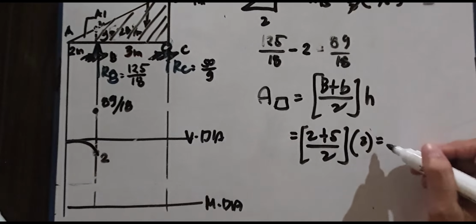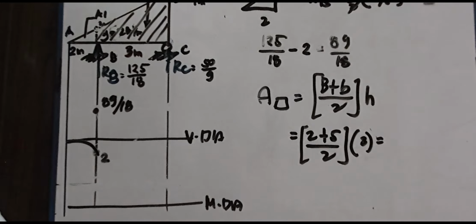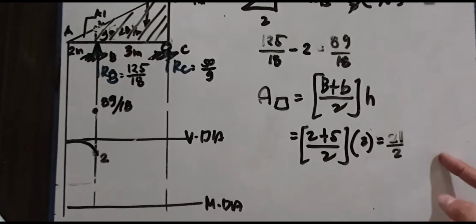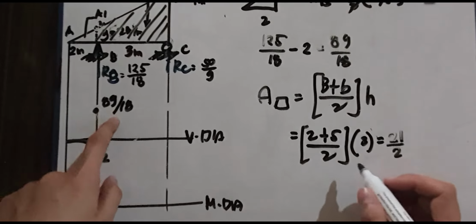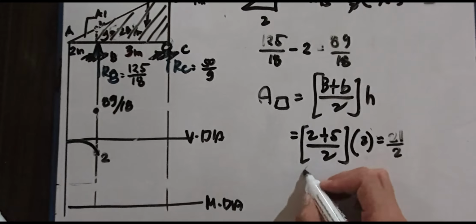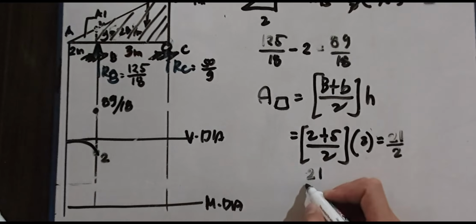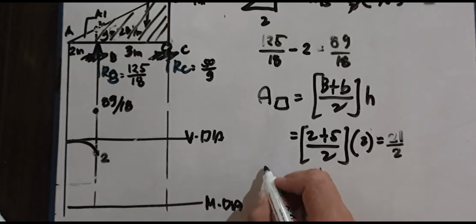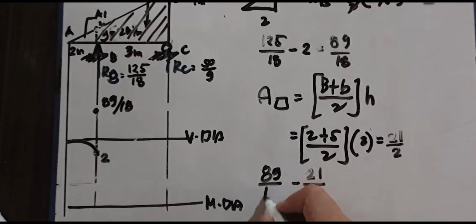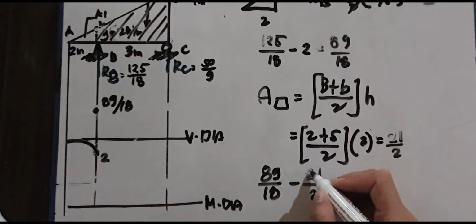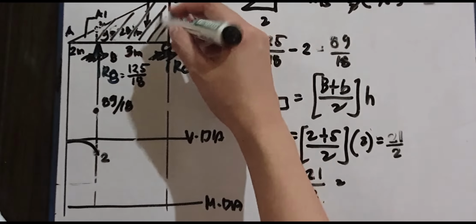So, we have the area of a trapezoid. So, we have 21 all over 2. I-minus lang natin yan dito sa 89 over 18. So, ilagay natin. Okay. 21, i-minus natin yung 89 all over 18. Bakit yung minus natin is yung 21? Kasi po yung loadings nito is pababa.